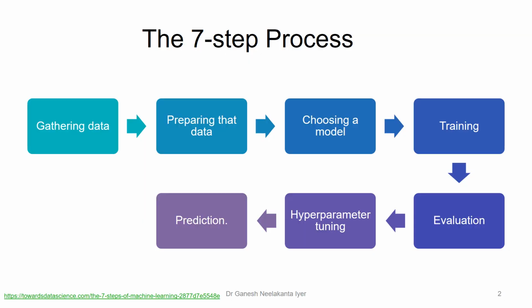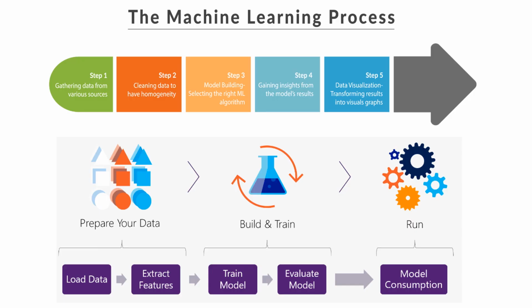including the prediction and hyperparameter tuning, which are more of understanding and making use of the trained model. The training and evaluation itself involve the first 5 steps, which are gathering data, cleaning data to have homogeneity, model building where we choose the right algorithm and train, gain insights, and then do visualization, which is essentially an extension of gaining insights, and we start consuming the model.